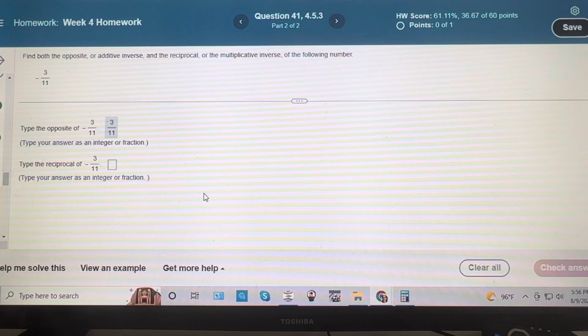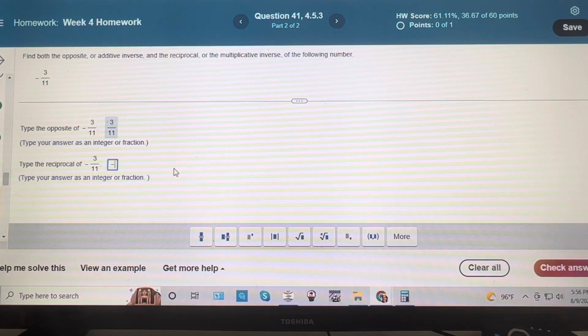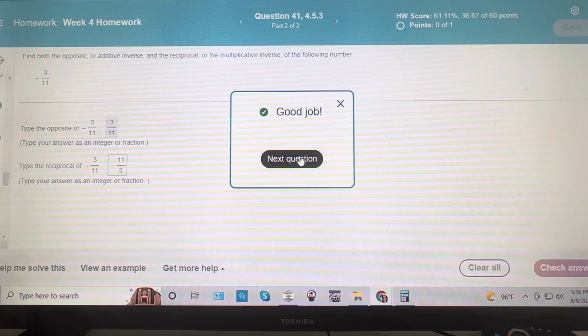And then in the reciprocal, it's the opposite. You don't change the sign. A lot of people think the reciprocal of negative 3 over 11 is positive something, but the sign stays the same in the multiplicative inverse. You flip the fraction, 11 over 3. But if the original is positive, the answer is positive. If the original is negative, the answer is negative for a reciprocal or multiplicative inverse.